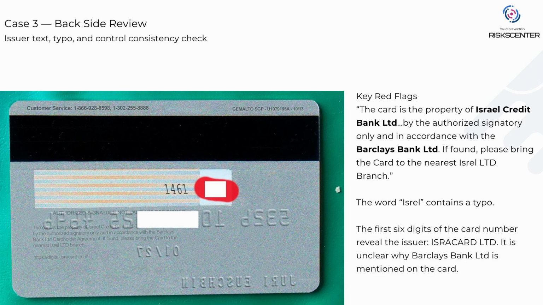Now review the backside. The issuer-related text contains several problems. First, the wording mentions Israel Credit Bank and Barclays Bank in the same text, which already creates confusion. Then look at the typo. Israel is written incorrectly. Also, the first 6 digits indicate ISRACARD LTD as the issuer, but the printed text mentions Barclays Bank. These references do not align, and that is a strong review signal.